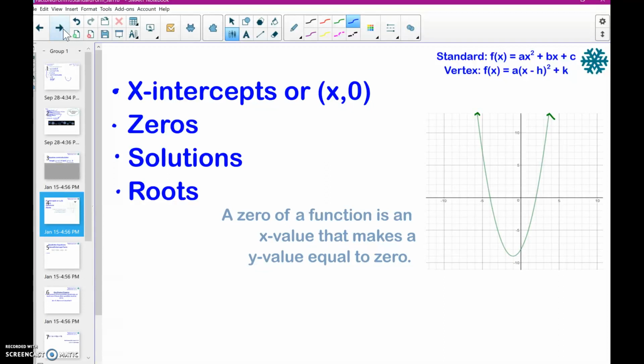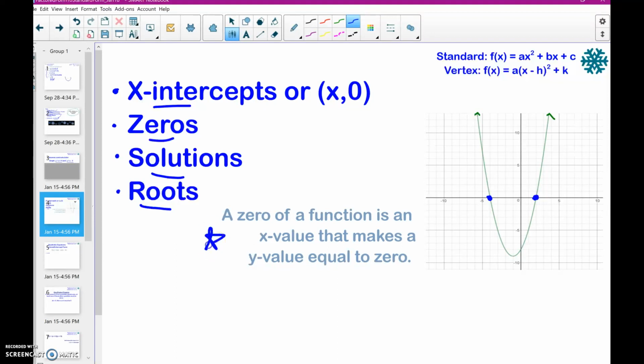So again, we're going to look at x-intercepts. If you hear the word zeros or solutions or roots, all of those terms are interchangeable in this unit. If I ask you to find the zeros of something, it means to find the x-intercepts. If I ask you to find the roots of something, it means to find your x-intercepts. Keeping in mind, our x-intercepts will be located here on this little sample graph that I've drawn for you.